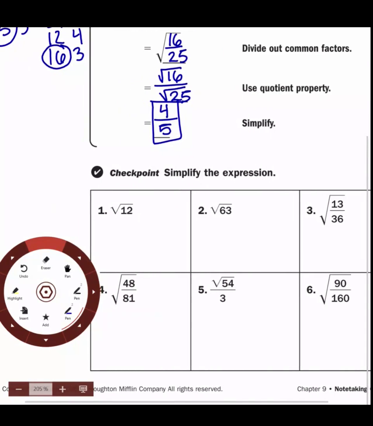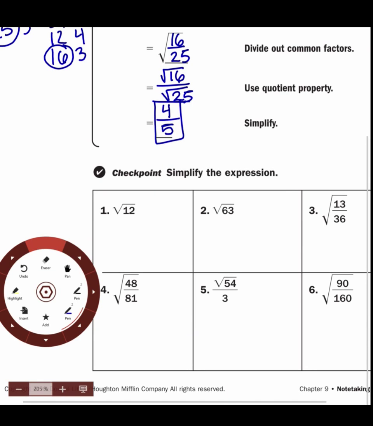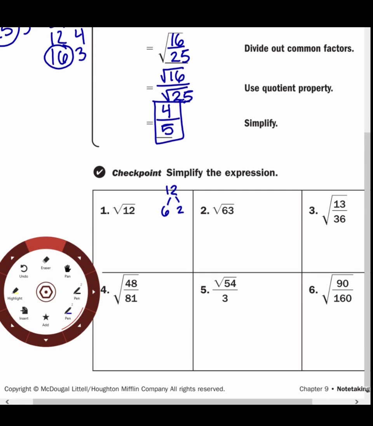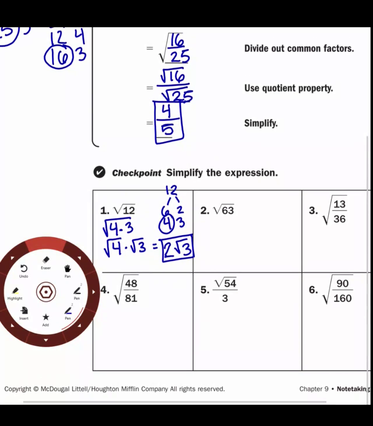So now I have radical 12. So I gotta break 12 down. Okay. I know 12 could be a 6 and a 2, or a 4 and a 3. Oh, and 4 is a perfect square, so I'm going to use that one. So I break it down into radical 4 times 3, which by the product property is radical 4 times radical 3. And radical 4 will just become a 2, so then I get 2 rad 3.